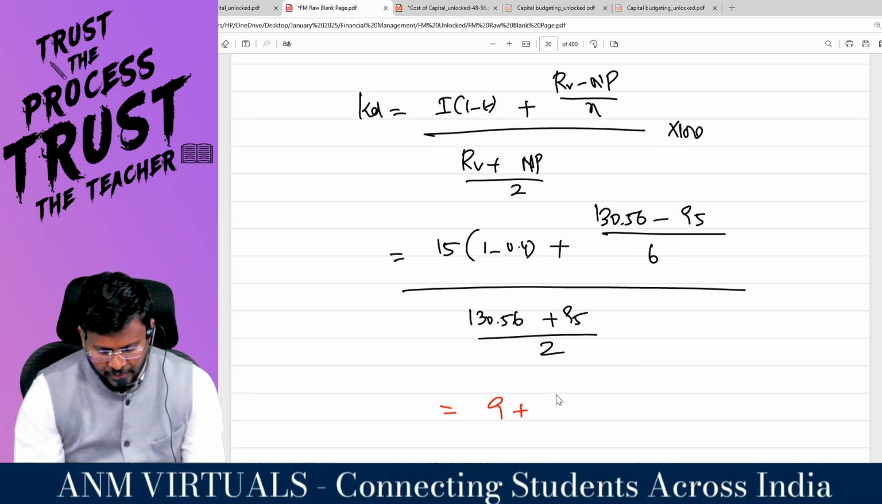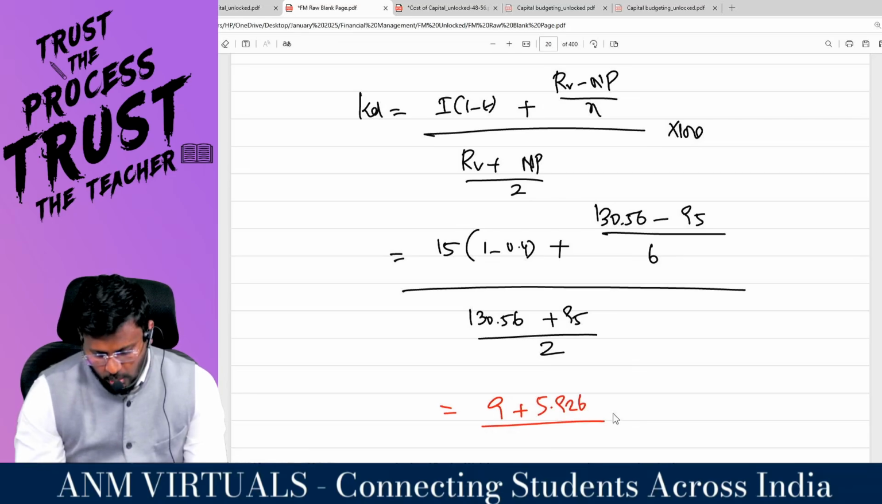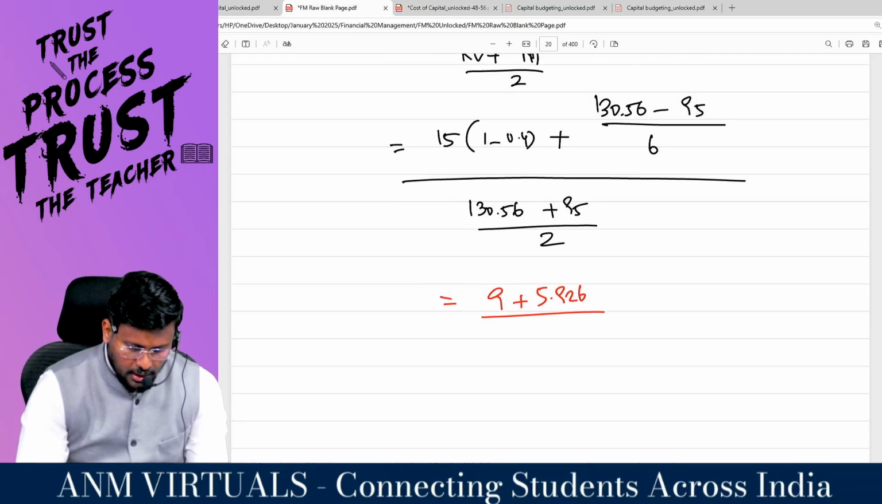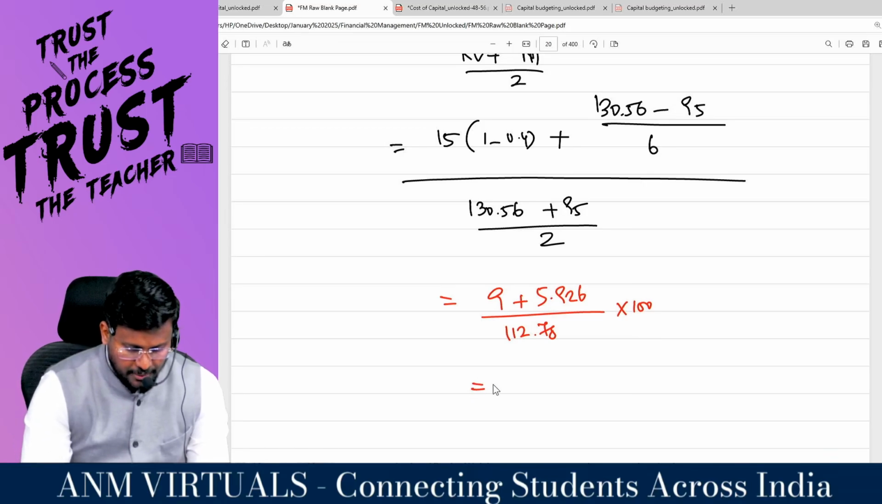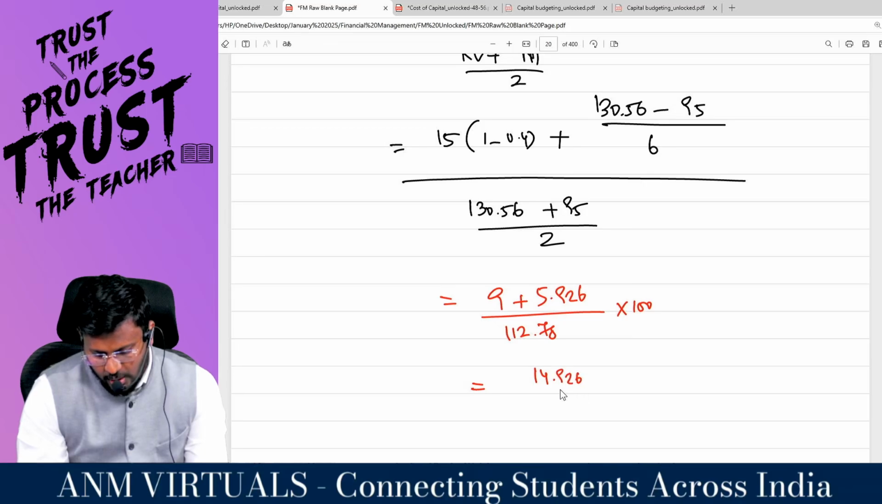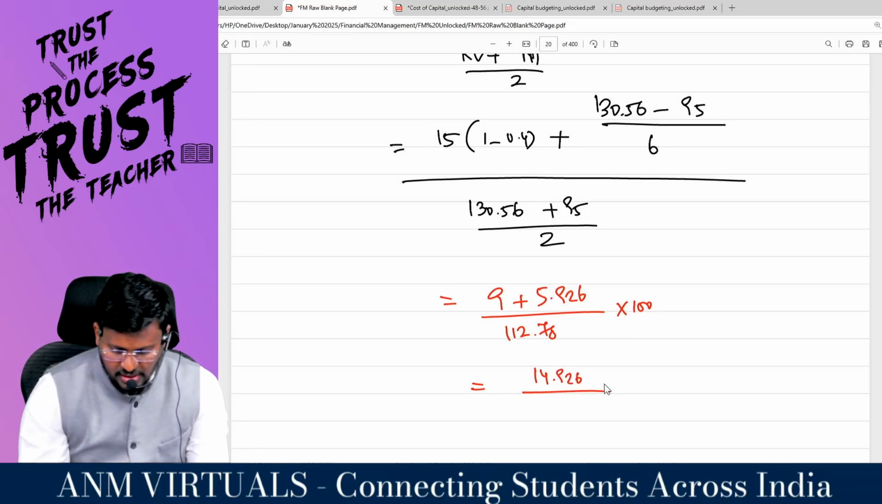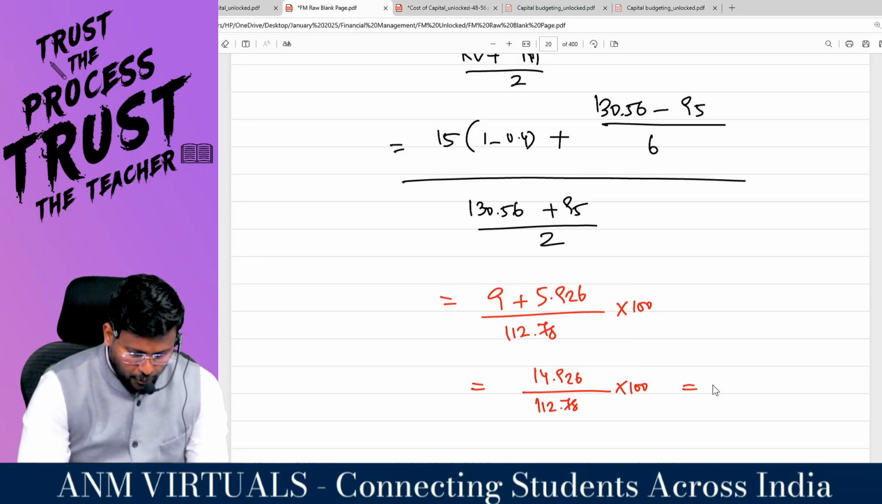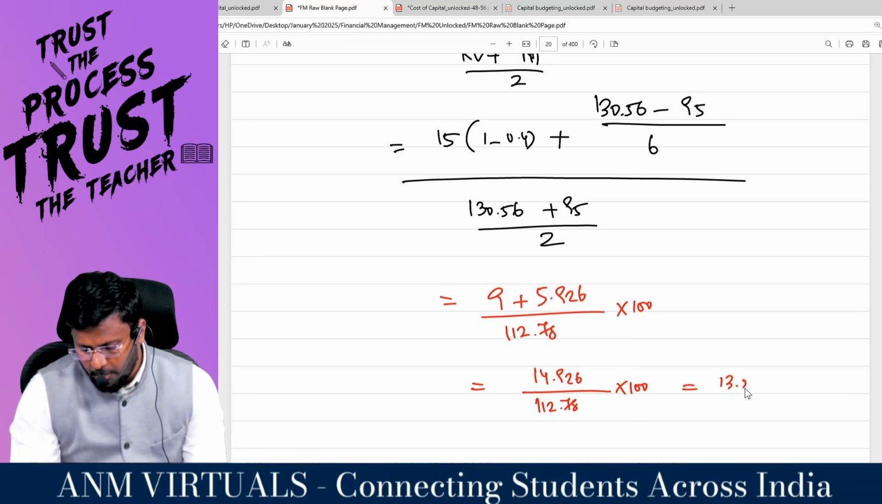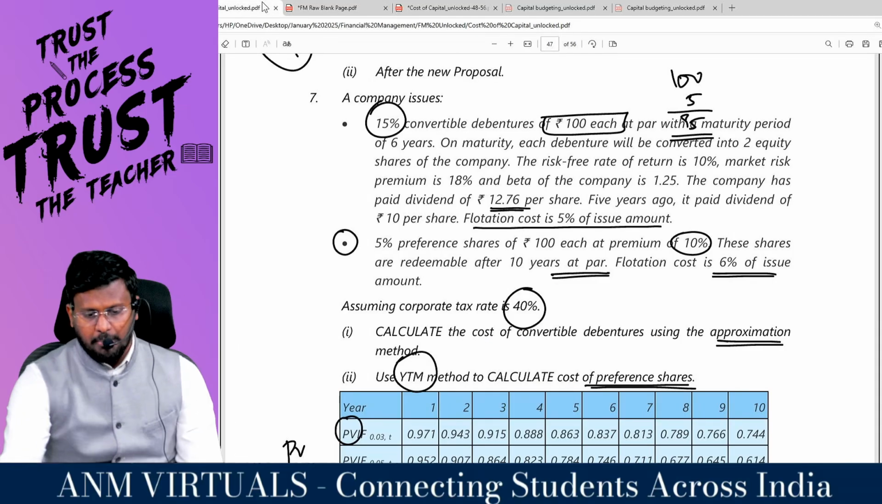That has to be written off over a period of 6 years, so 5.926, whole divided by 130.56 plus 95 divided by 2, comes to 112.78, into 100. Are you all really with me? That means 9 plus 5.926 comes to 14.926 divided by 112.78. Right, sir? Into 100, that means 14.926 divided by 112.78 into 100 means 13.23 percentage is the Kd.